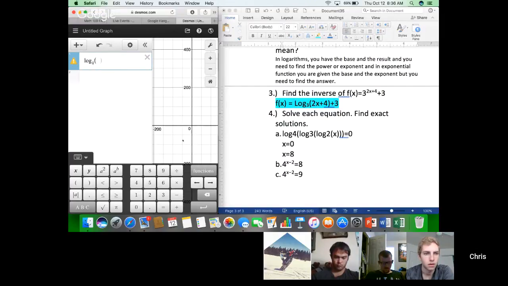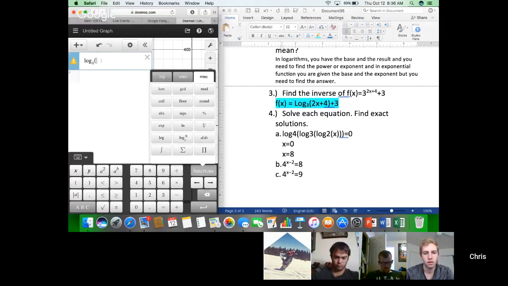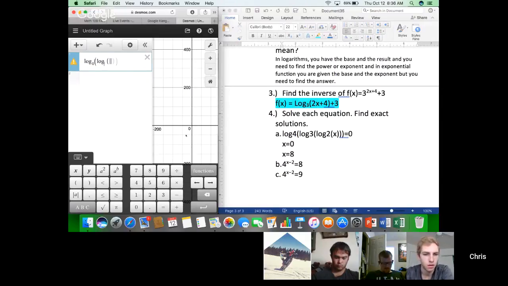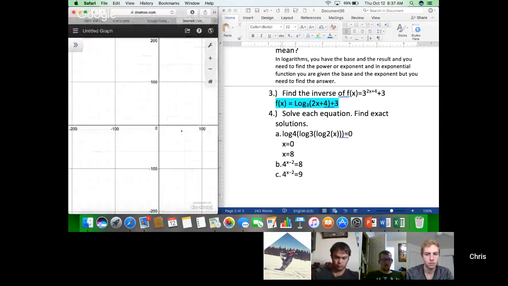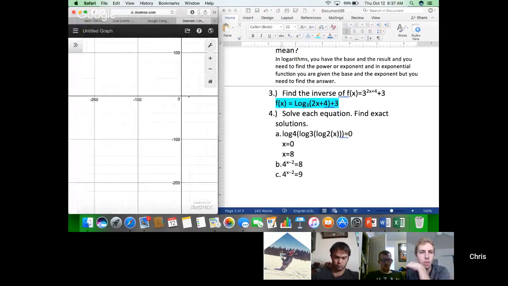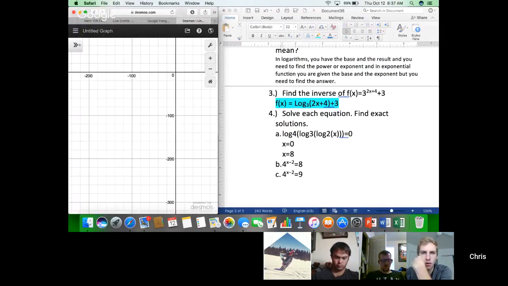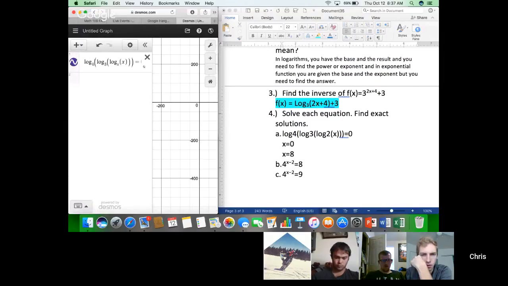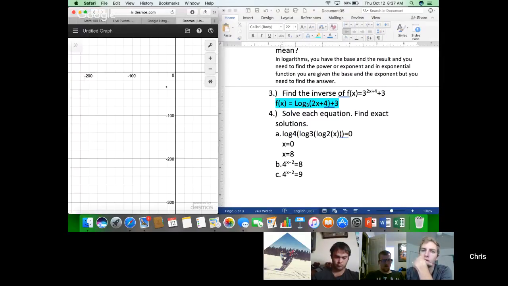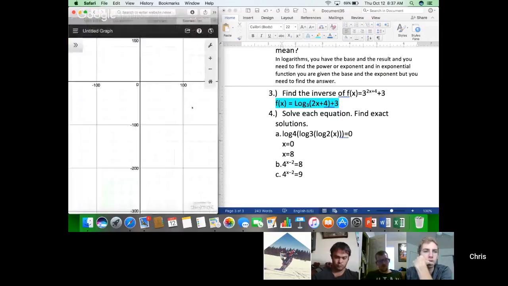Log base 4 of x, log base 3 of x, and log base 2 of x equals 0. No graph. Hmm. Was there no solution? No, there must be something. Oh, is that probably why? What base?